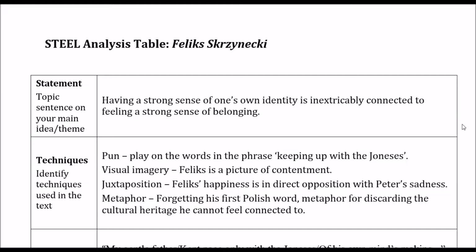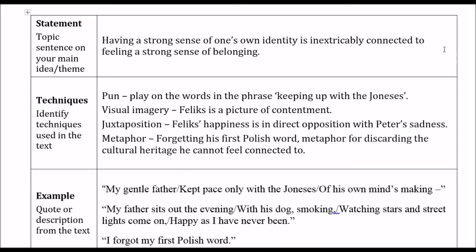All right, so just to start off with, and to remind you again, the topic sentence is the first sentence of your paragraph, and it introduces the main idea of what the remainder of the body paragraph, or any paragraph, will actually be about. So the example here is that having a strong sense of one's own identity is inextricably connected to feeling a strong sense of belonging. It's just the main idea that the paragraph will be about, and this is the point that I'm trying to prove with the remainder of the evidence that I have in this example.